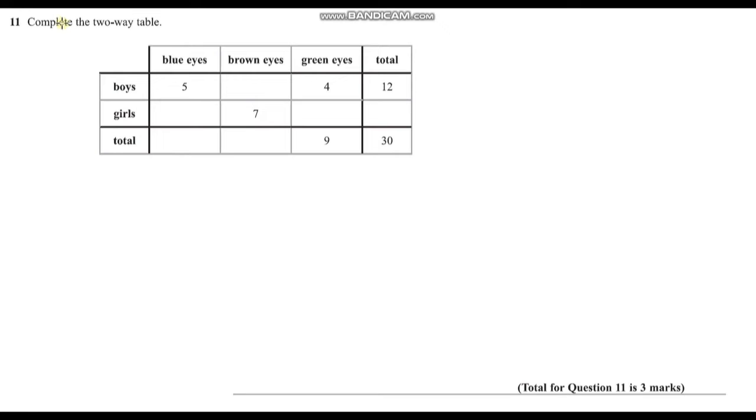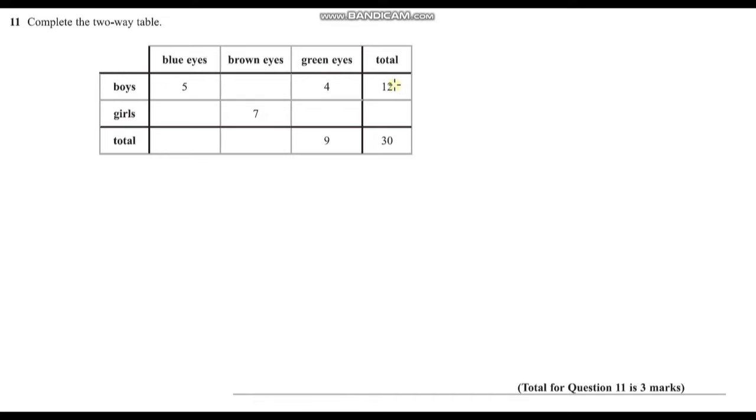Question 11, complete the two-way table. So we've got information here about eye colour and gender. So you always need to look to see what information you've got where there's only one piece missing. And I can see straight away that looking at the boys column, we've got all of the information here, but we've just got one cell that's missing. So we can work this out.